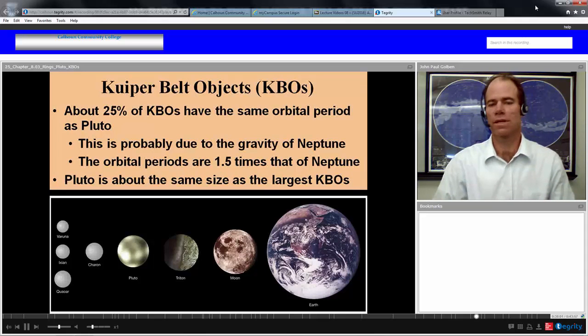And Pluto is about the same size as the largest KBO, so we're discovering almost on a yearly basis more of these objects that are either close to the size of Pluto, or some of them are even larger than Pluto. Hence, this probably contributed to Pluto losing its planetary status in the year 2006.